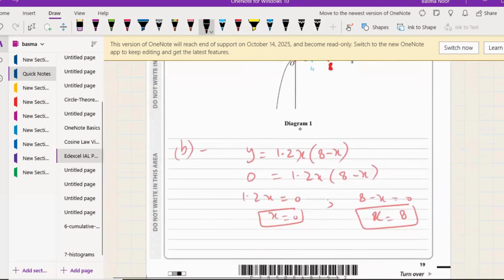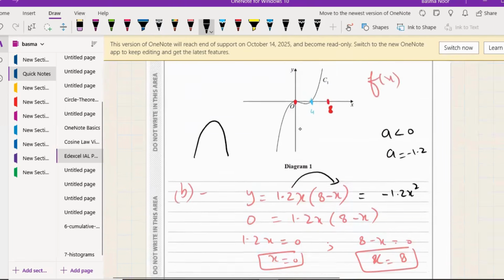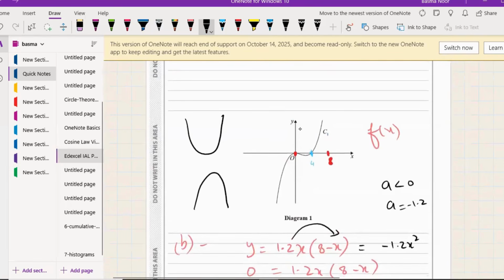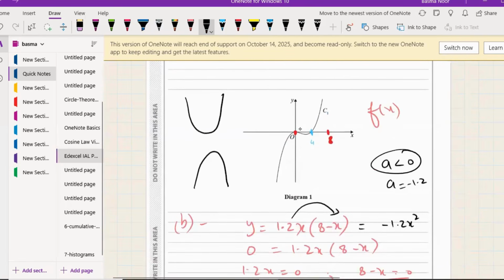Another thing: when you expand this you will see you are getting a negative x square coefficient. When you multiply 1.2x times negative x, you get negative 1.2x square. So your a value is negative 1.2. For a quadratic it is either an open up parabola or an open down parabola. When a is negative you get an open down parabola, and when a is positive you get an open up parabola. Right now our a is negative, so we will get an open down parabola.